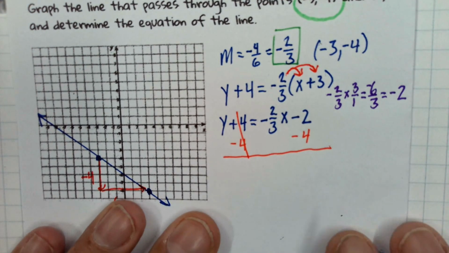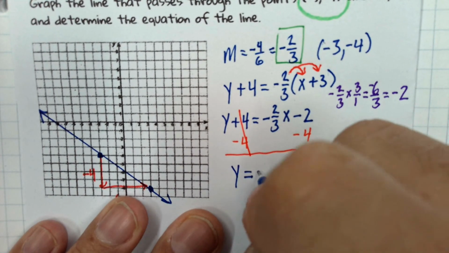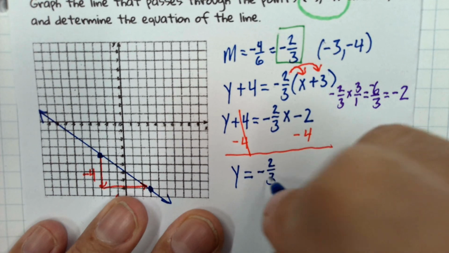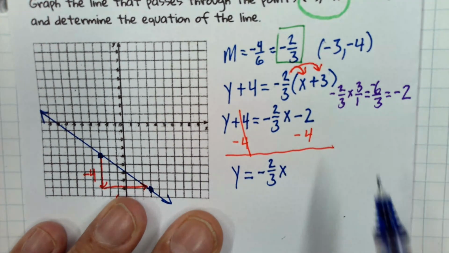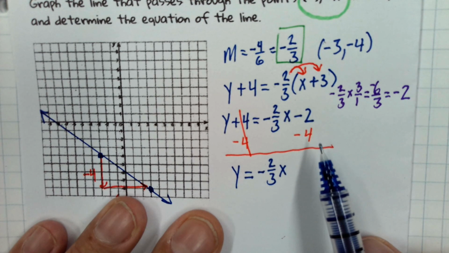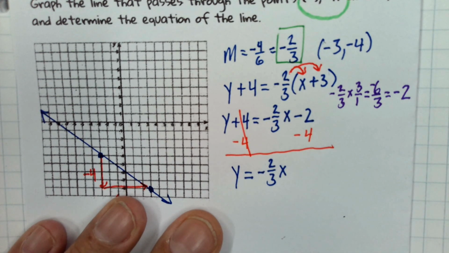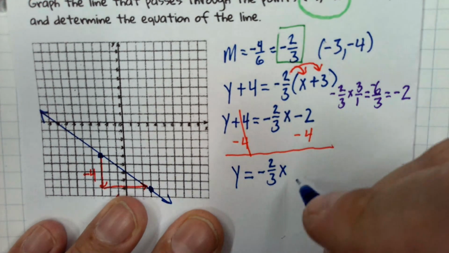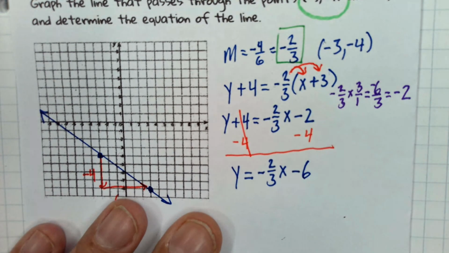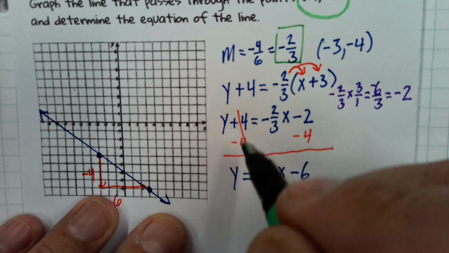Great job, by the way, guys. Negative 2/3 x. And then here I'm noticing people saying, okay, negative 2 and negative 4 makes positive 6. It's negative 6. I see what's happening. People confuse the rules for multiplying with adding. You're just adding. It's same sign, add and keep. So that's minus 6. And that's my answer to this equation.